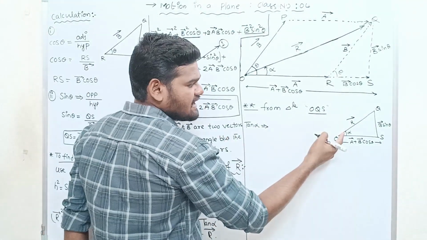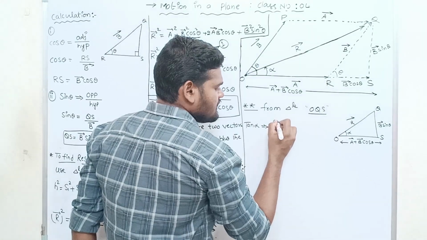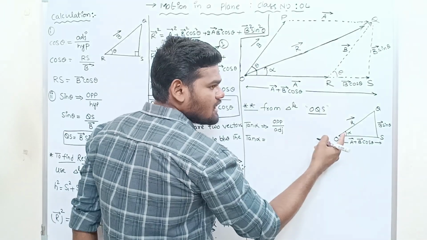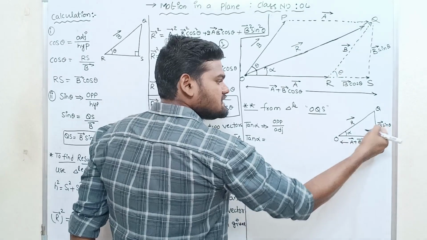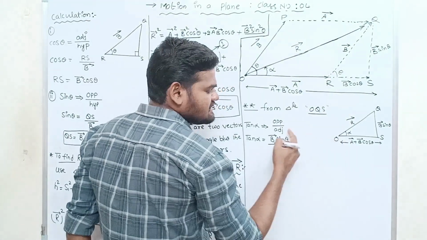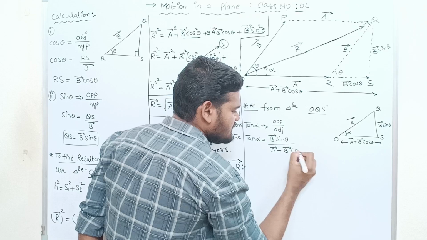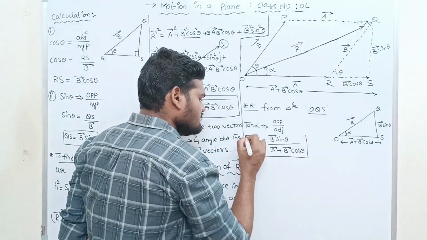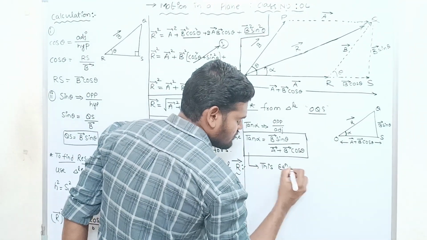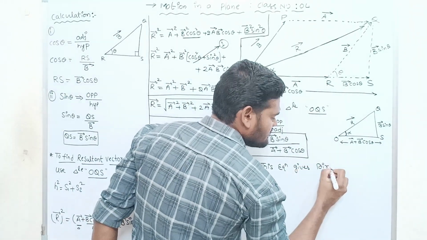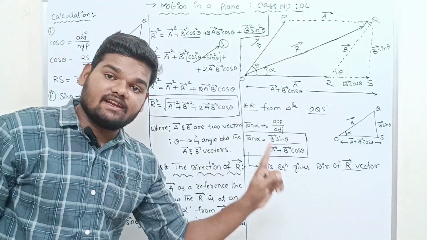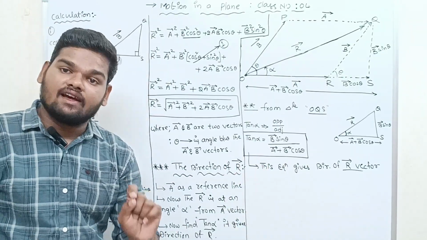What is tan theta in general? Opposite side by adjacent side. So tan alpha is equal to the opposite side, which is B bar sin theta, divided by the adjacent side, A bar plus B bar cos theta. This equation gives the direction of the R bar vector. So tan alpha is equal to B bar sin theta by A bar plus B bar cos theta.